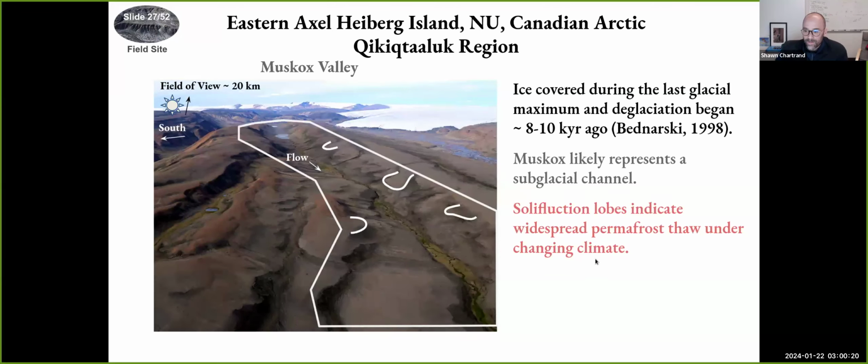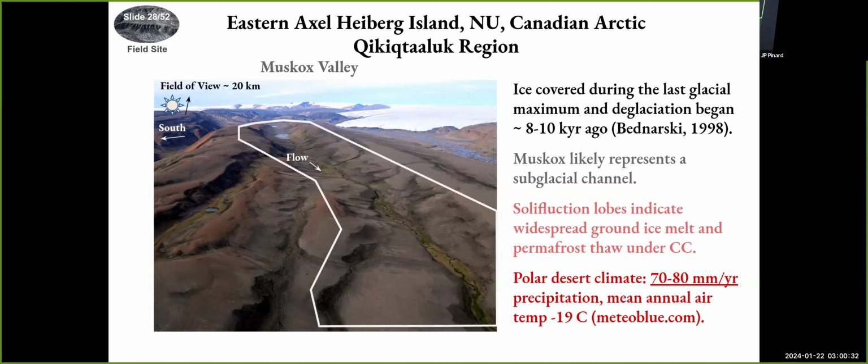As I said, solifluction lobes are widespread, and to us that indicates that permafrost thaw is active under the presently warming climate. And as I said, the climate here is a polar desert climate. As best we can tell, noting the closest climate station is roughly 50 to 80 kilometers away, it's about 70 to 80 millimeters a year precipitation. Mean annual air temperature here is about negative 19 degrees Celsius.